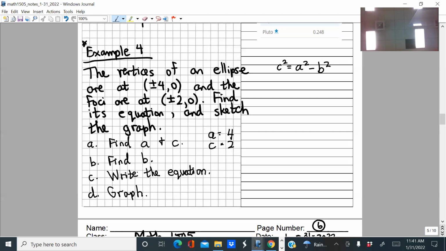Now we want to find the B. That's the one we're actually going to have to work out. So what will the B value be? In this case, that would correspond to the y-intercepts, because these are the x-intercepts, those come from A, and then the B value would tell us the y-intercepts. But what is B?